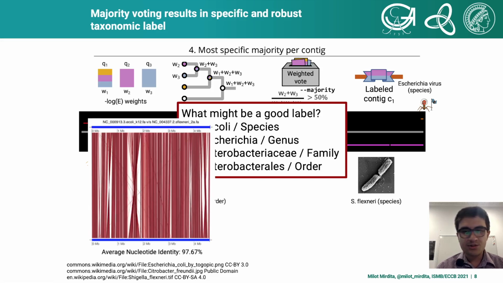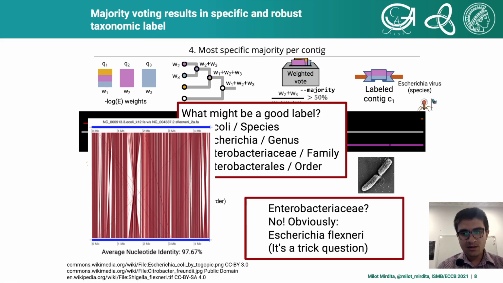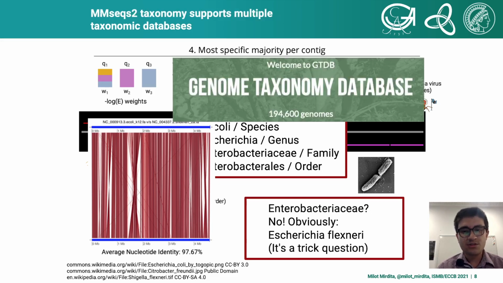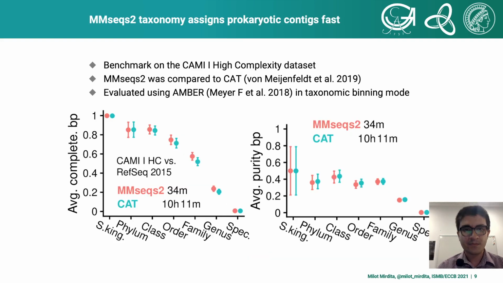However, as Escherichia coli and Shigella flexneri are actually very, very similar, here you see a FastANI comparison of two genomes. Well, we could also give it a different label if we had used a different taxonomic database, such as GTDB. Escherichia flexneri might also be a valid label. And we also support alternative taxonomic databases, such as the GTDB. You're not restricted to only the NCBI taxonomy.